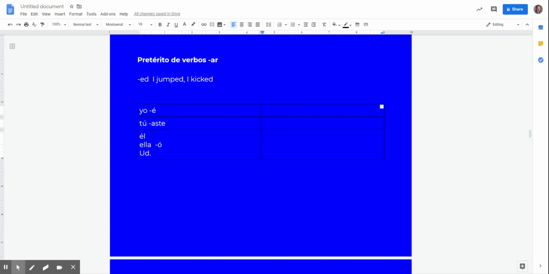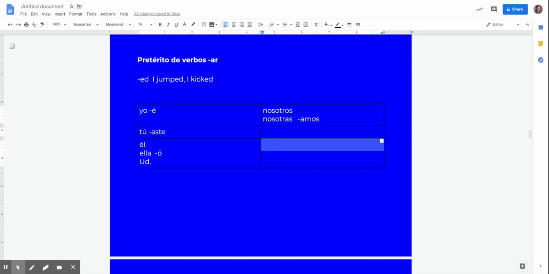Okay? Nosotros, nosotras. This one, it's kind of funny. It's exactly the same in the present tense as it is in the preterite. The way you determine is by reading the sentence and determining if there's anything in there that dictates the past, like last week or last month. If you see something that puts it in the past, then that's how you know you're talking about the preterite.